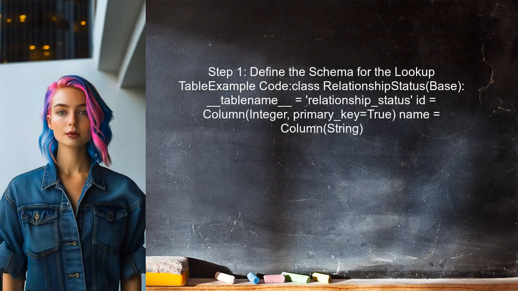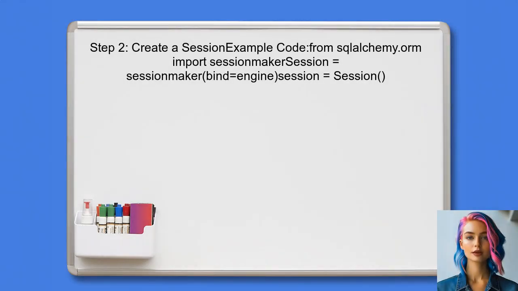To declare and initialize a lookup table in SQLAlchemy, the user should first define the schema for the lookup table. This involves creating a class that represents the table structure. Next, the user needs to create a session to interact with the database. This session will allow them to add data to the lookup table after its definition.